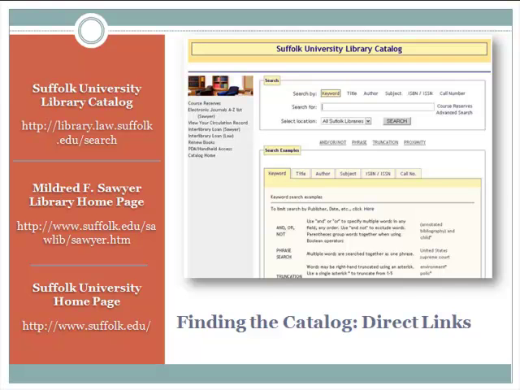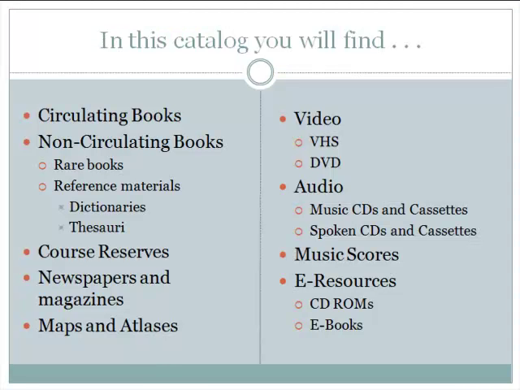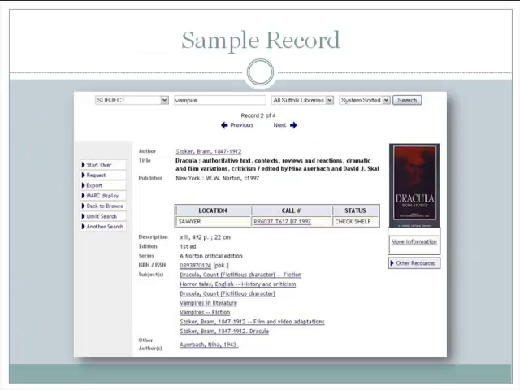You can find the catalog directly from library.edu.law.suffolk.edu/search or from the Sawyer Library and Suffolk University homepages. In this catalog, you will find a variety of materials, including circulating books, non-circulating books, items held on reserve at the circulation desk for your classes, newspapers, magazines, maps, atlases, video and CDs and cassettes, music scores, and e-resources such as CD-ROMs and e-books. So let's look at a sample record.